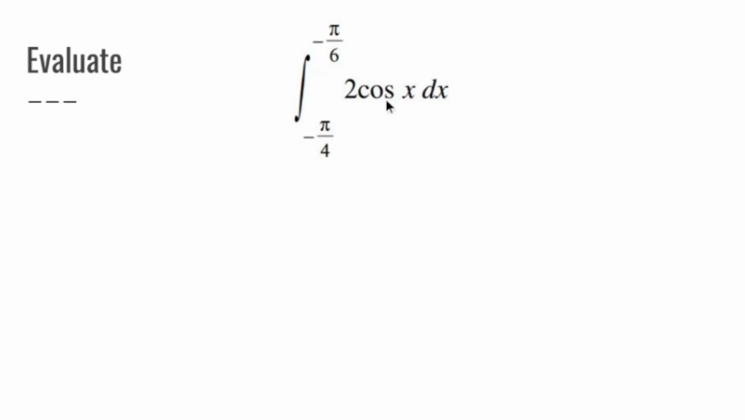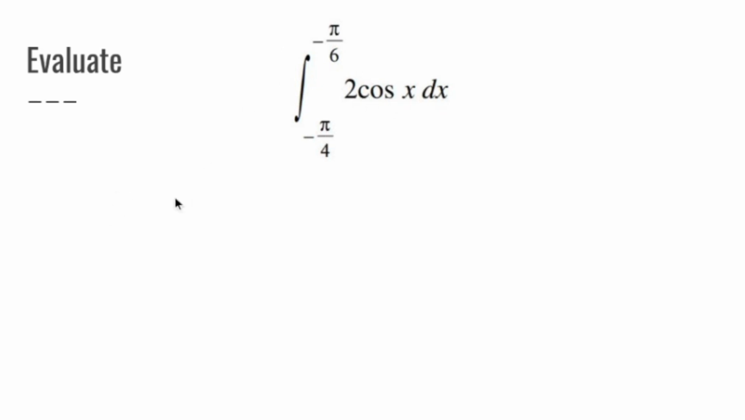All right. We have a definite integral of 2 cos x. Upper limit is negative pi over 6. Lower limit is negative pi over 4. This uses the fundamental theorem of calculus, which says take the integral, plug in this guy, minus sign, plug in that guy. So hopefully we know our trig. I know I do, but do you?